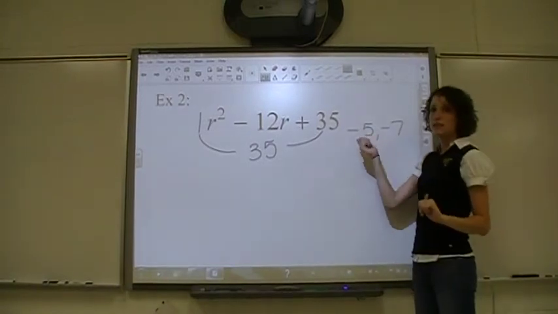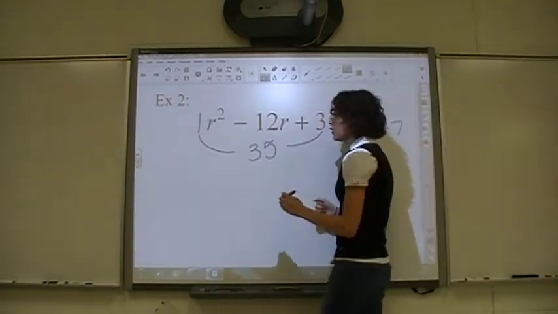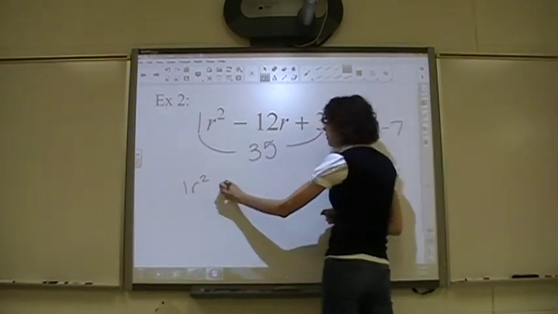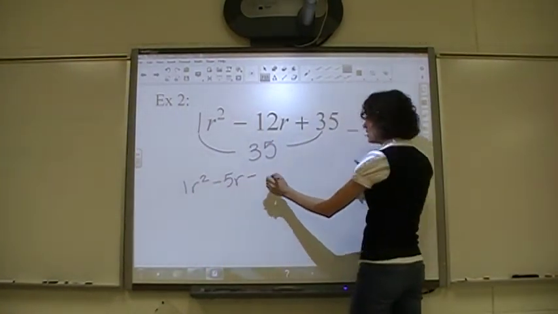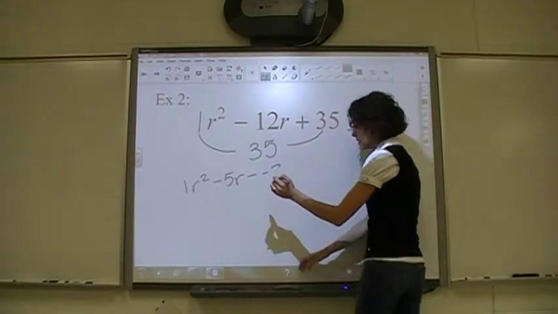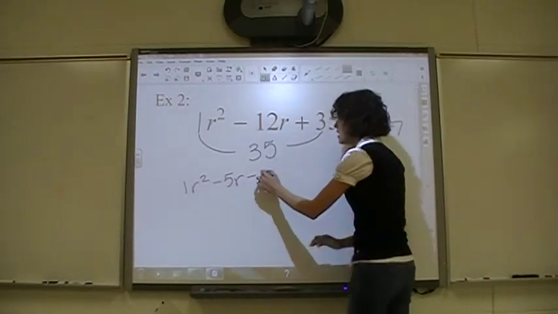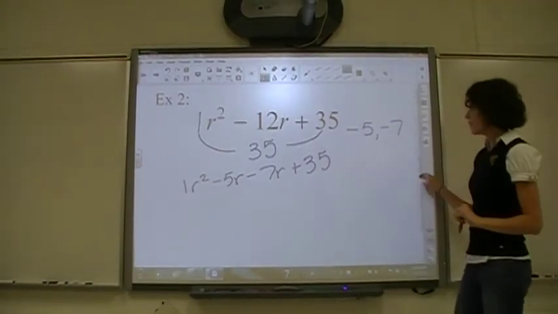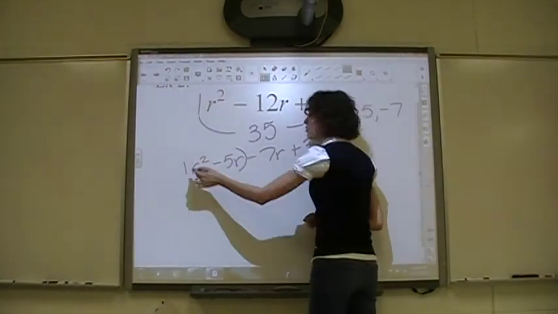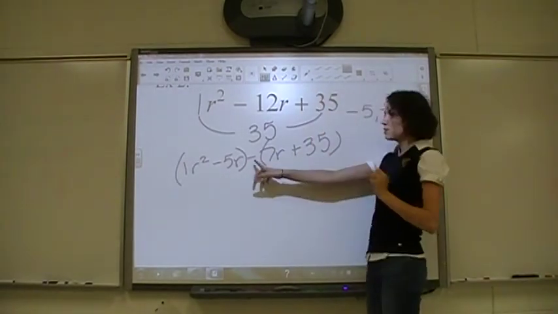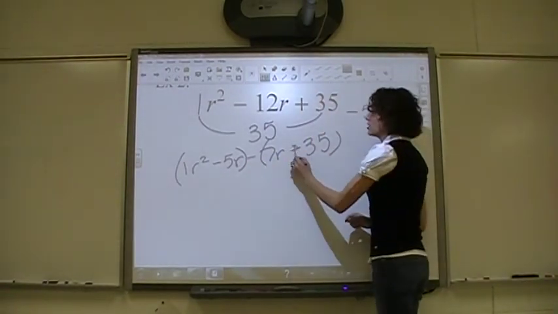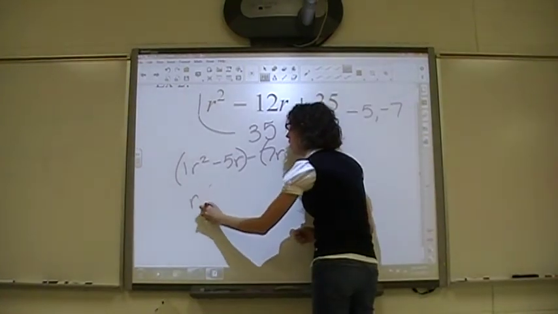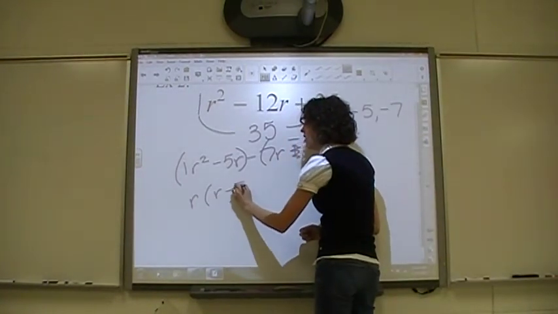Having those negative signs in there is very, very important. So rewrite: you have 1r squared minus 5r minus 7r, then plus 35. From there we have our 4 terms, so we can factor by grouping. You have this minus sign in the middle, so make sure you change the sign behind it to be minus. You can take out an r, and you're left with r minus 5.